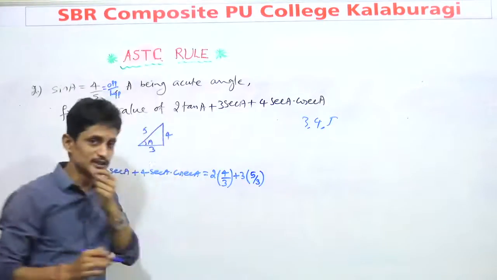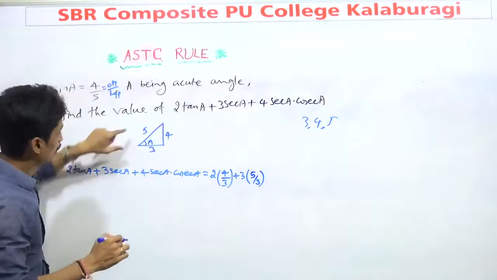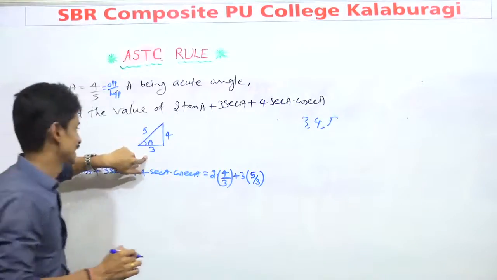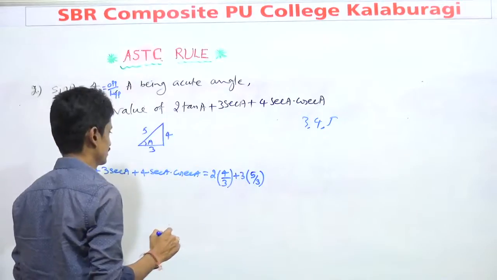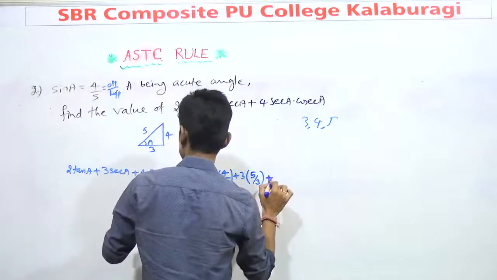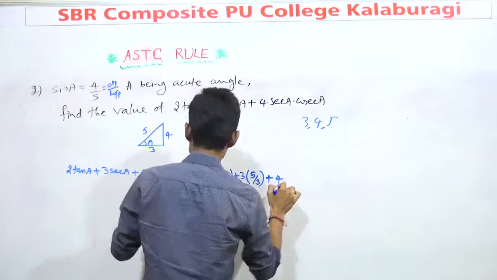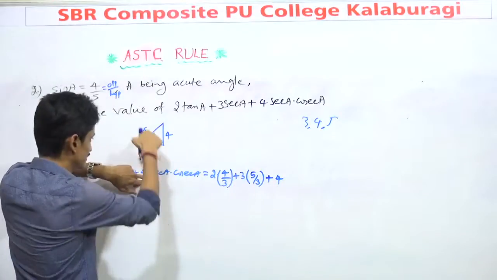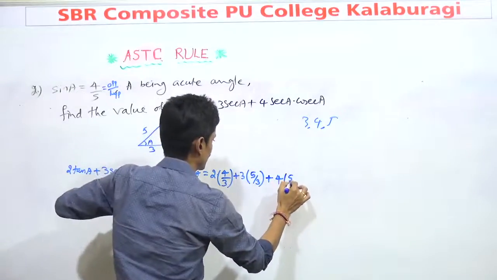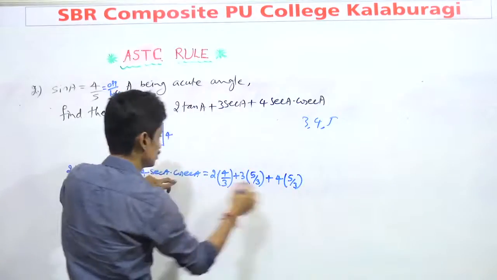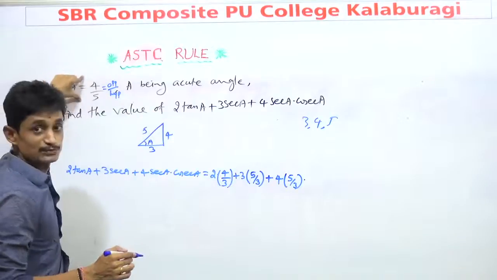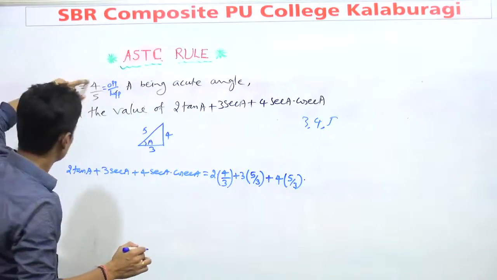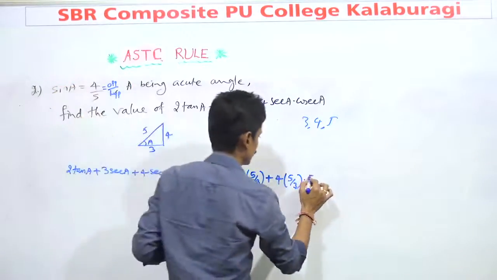Adjacent by hypotenuse is cosine, so hypotenuse by adjacent is secant. So now 5 by 3. While writing, don't make any error. Plus, now here we have a 4. Already I have secant, that is 5 by 3, into cosecant. Cosecant is nothing but the reciprocal of sine. Sine is 4 by 5, so cosecant is 5 by 4.